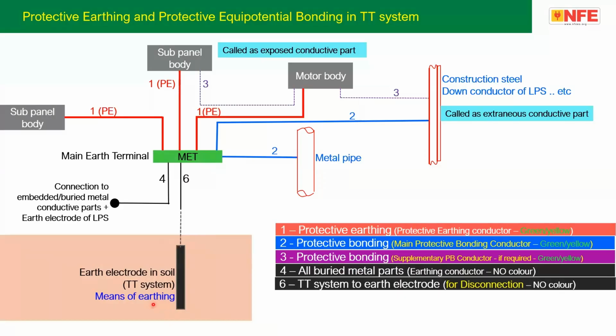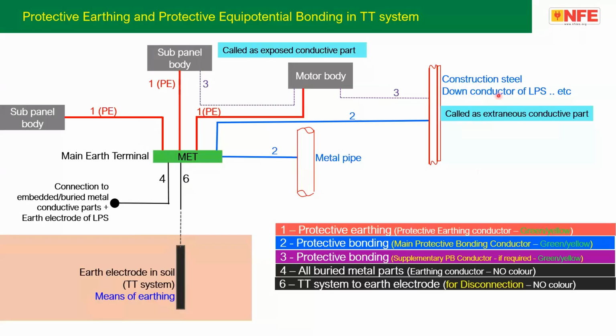A TT system is practically applicable for low voltage electrical distribution in public electricity distribution. This is not applicable if you have your own transformer or your own DG set, so you can also go for a TT system. In case of a TT system, you can see here the exposed and extraneous conductive parts are connected to the MET, and the MET has to be connected to the earth electrode in soil, and this is called the means of earthing. Often, if you look at the standard, it's written that metallic water supply pipes or gas pipes shall not be used as the sole means of earthing.